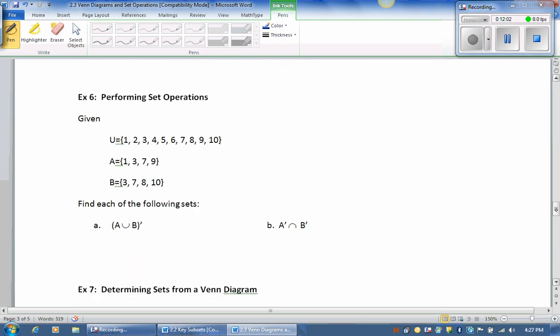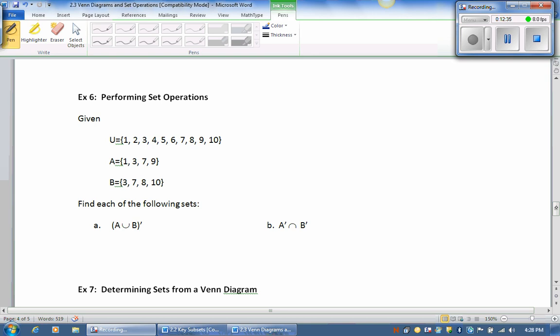All right, so let's perform some set operations. I'm going to give you a couple of sets. The universal set is 1, 2, 3, 4, 5, 6, 7, 8, 9, 10. Set A is 1, 3, 7, and 9. Set B is 3, 7, 8, and 10. I want to find the complement of A union B and A complement intersect B complement.